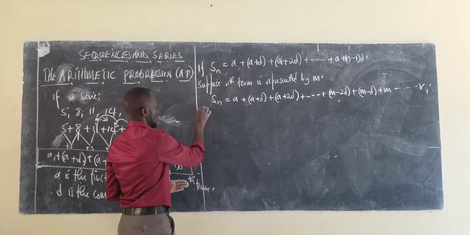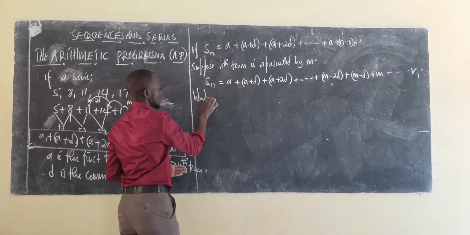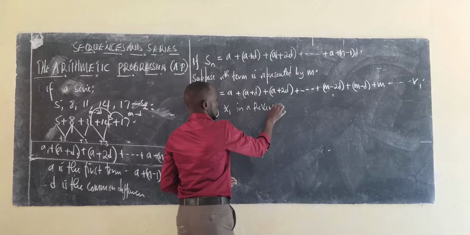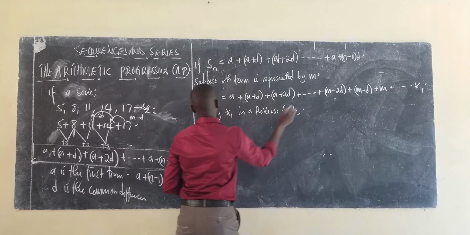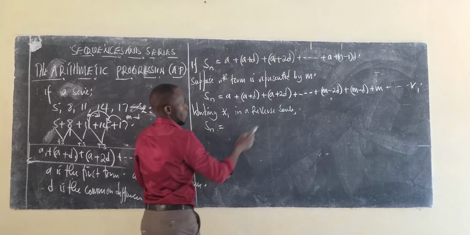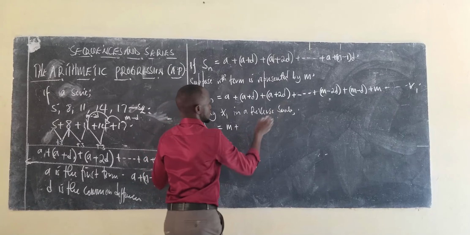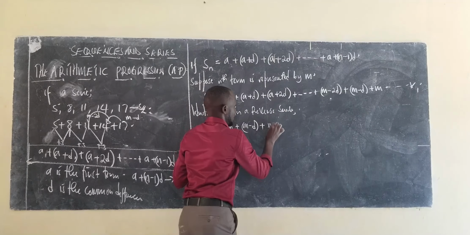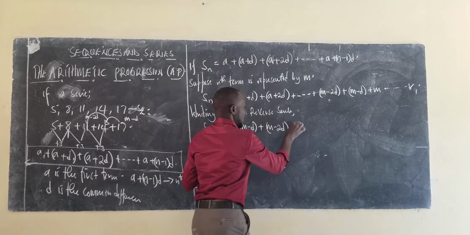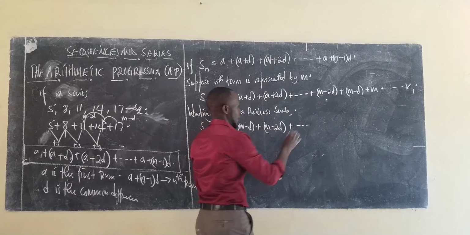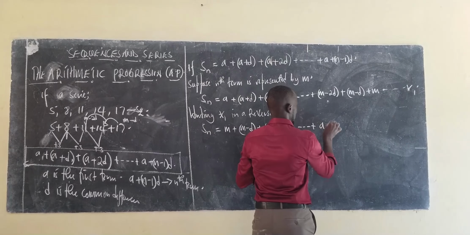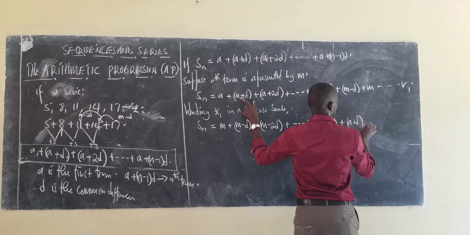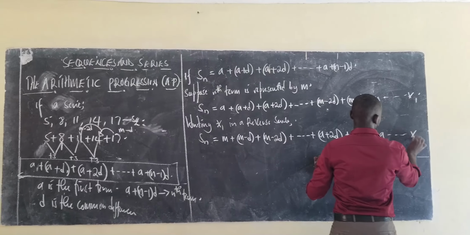So what you do, writing equation 1 in a reverse sense. So we shall have Sn giving us, it is m plus m minus d plus m minus 2d plus the many terms that are there, plus a plus 2d plus a plus d plus a. Call that one equation 2.